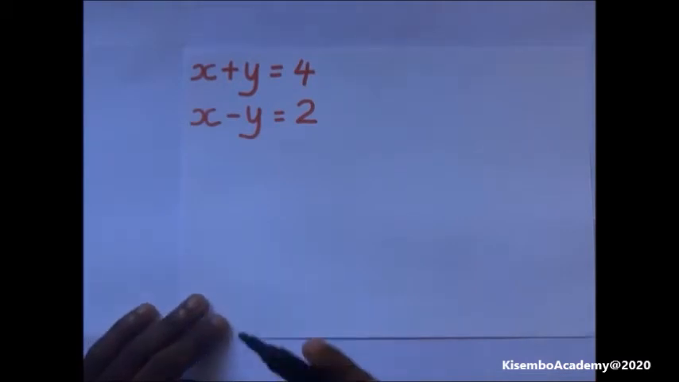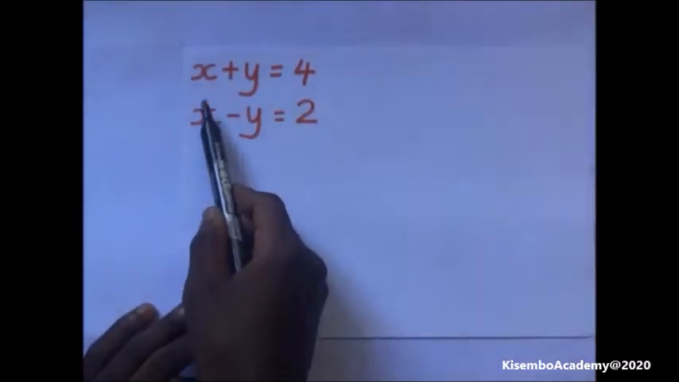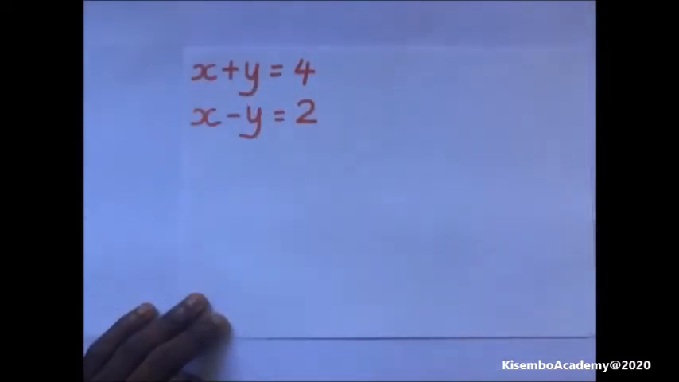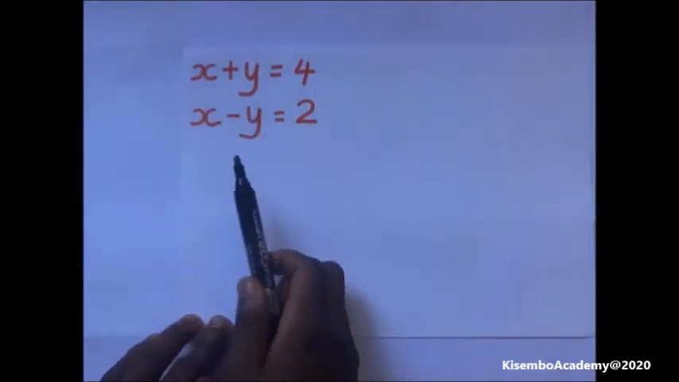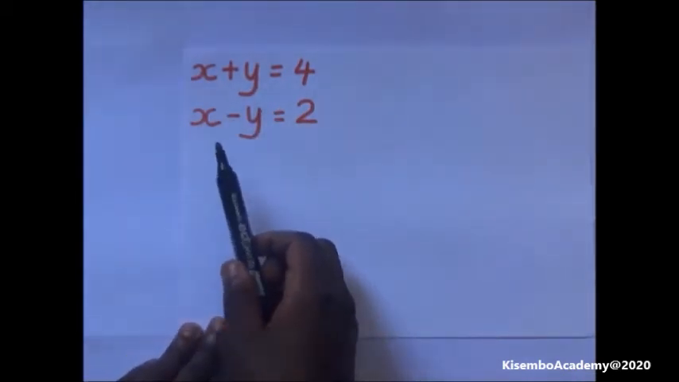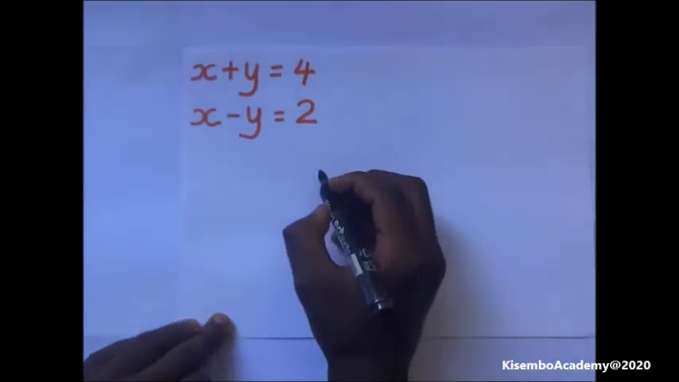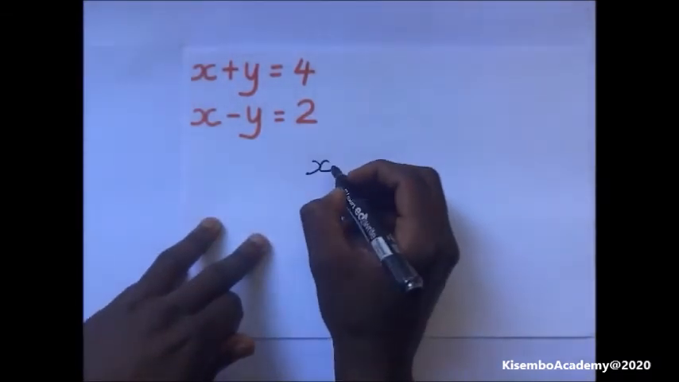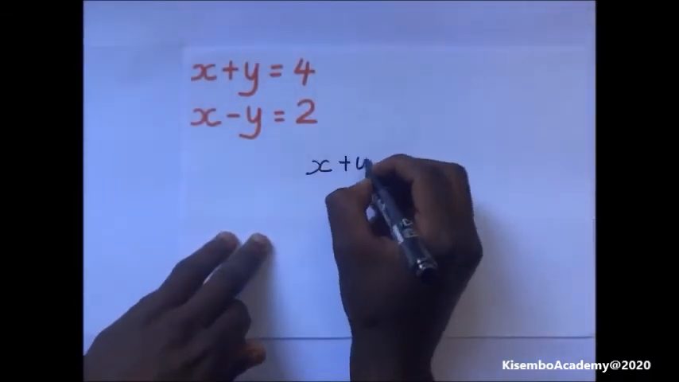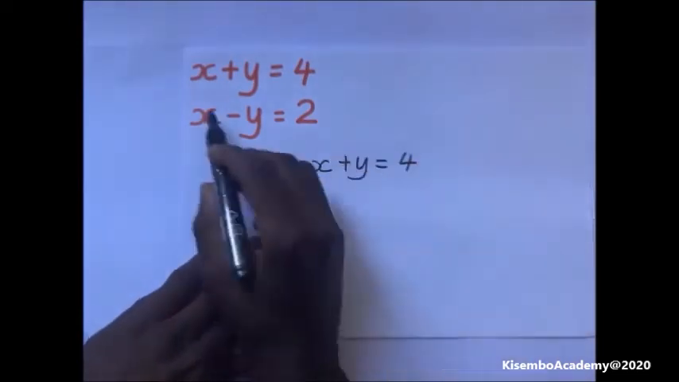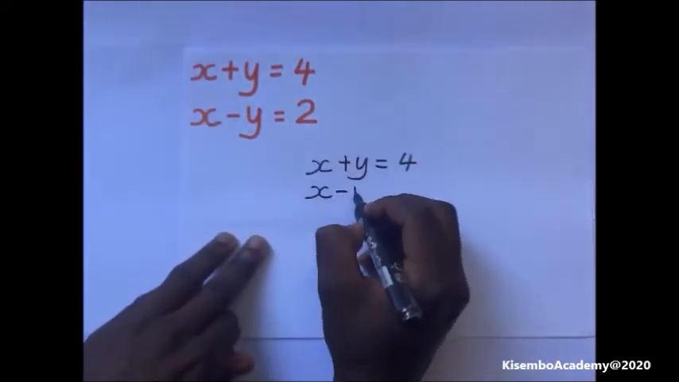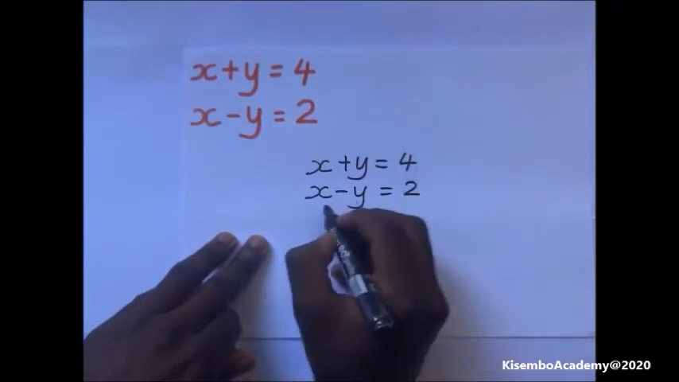So we can choose. What can we eliminate? Can we eliminate x? Should we eliminate y? Now for this case, let us choose. We can choose any, but let's choose x. So we have the equations: x plus y is equal to 4. Then we have x minus y is equal to 2.